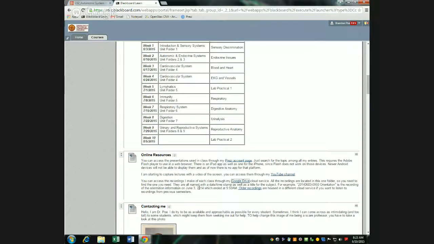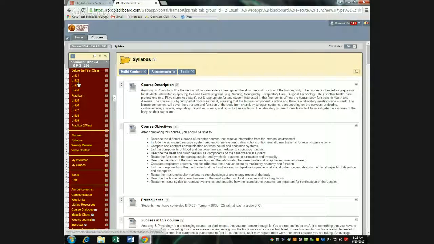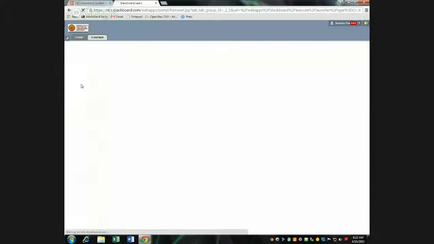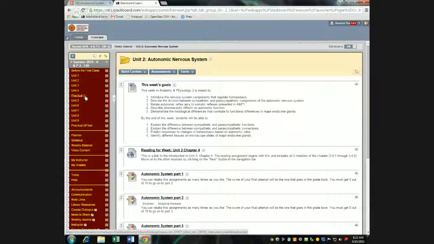So, we're in the autonomic system, which is your unit 2. Again, the second half of the day, we're going to be in unit 3, which is the endocrine system.